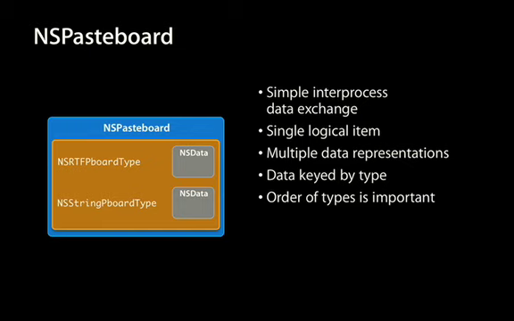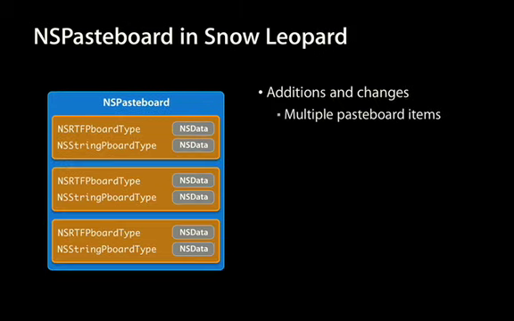So that's the NSPasteboard in a nutshell, as we've known and loved it for many years now. So what have we done in Snow Leopard? Well, probably the largest thing that we've done is we've added support for multiple Pasteboard items. So whereas before, in my whimsical mind, it was a magical dictionary, we now have a magical array of dictionaries. Each of those items is conceptually very similar to what we have thought of for years as the Pasteboard. So multiple items, each item can contain multiple data representations, and again, the order is still important.